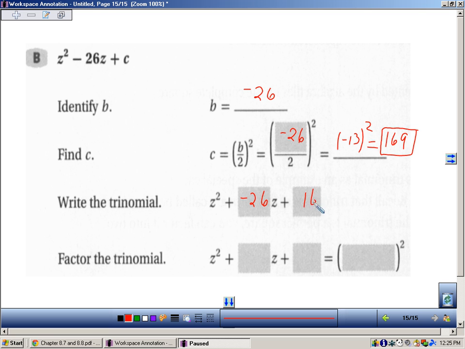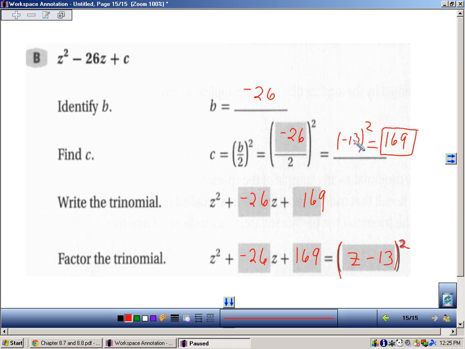Now, if you were to factor this the old-fashioned way, I'll do that once I use my technique here. You'll see how this works. Okay, here this becomes z minus 13 squared. And again, the minus 13 came from half the middle term. See that negative 13 squared?